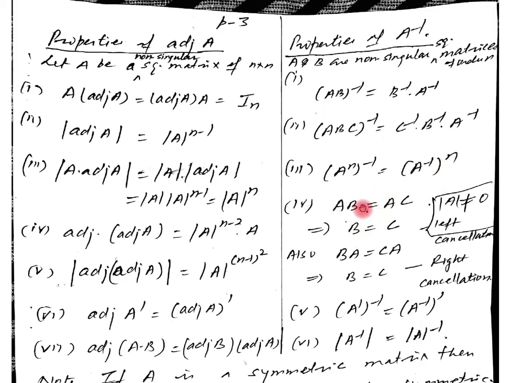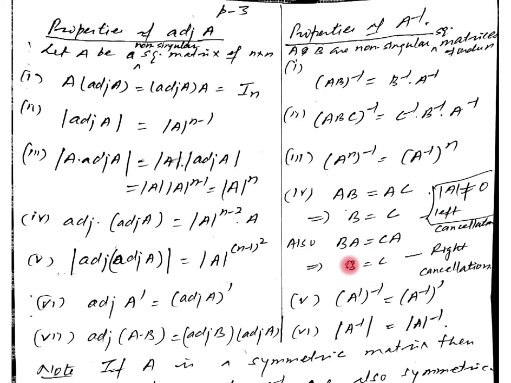Next, if AB equal to AC, then B equal to C, only if the determinant of A is not equal to 0. This is known as the left cancellation law. If AB equal to AC, from the left hand side we are cancelling A. This implies B equal to C. So this is known as the left cancellation law.